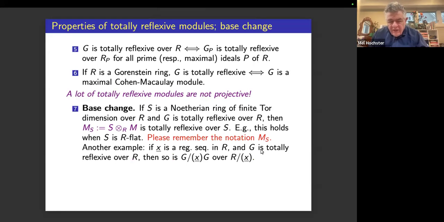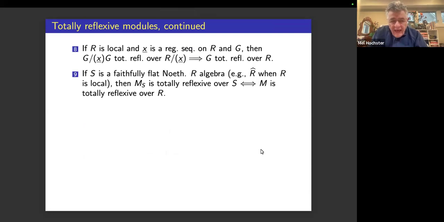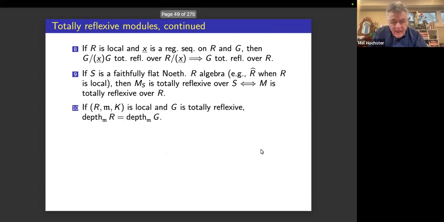And an important example is if you have a regular sequence in R, it will be a regular sequence on G, and G mod xG will be totally reflexive over R mod the regular sequence. In that respect, it's like modules of finite projective dimension. And in fact, the converse works in the local case, provided you assume the sequence is regular on both R and G.